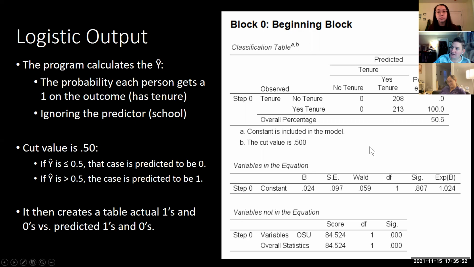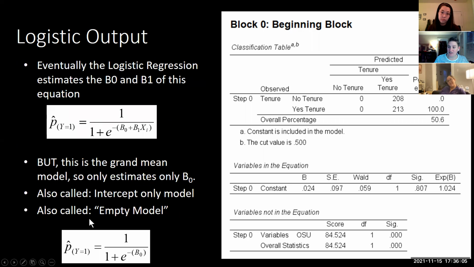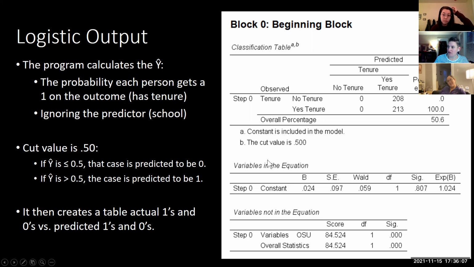So this little classification table is pretty useful to determine whether your equation's doing a good job of detecting where people should be. Right now, once I have solved this equation right here, I end up with a y hat for every single person above 0.5, because every single person we're predicting has tenure. We're predicting that the event happens. So that's what this cut value is and how that corresponds to this table.